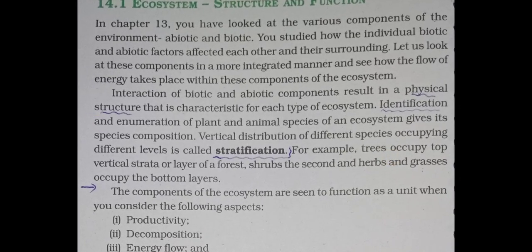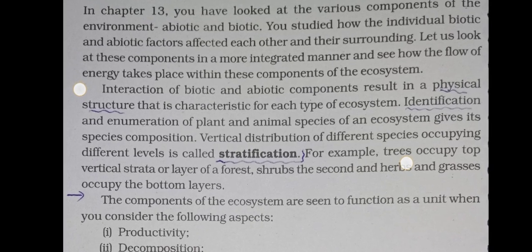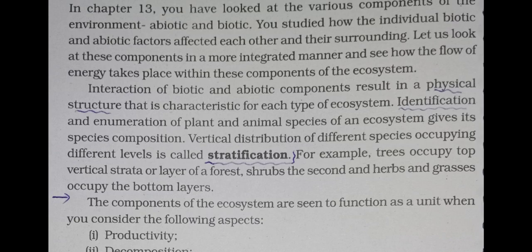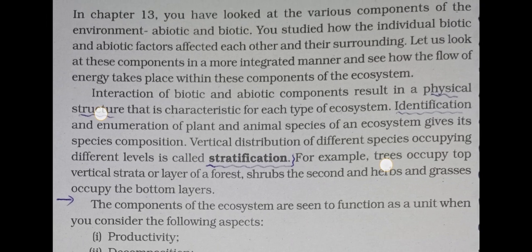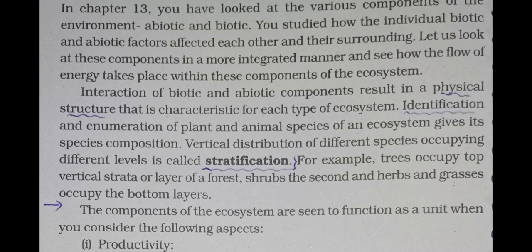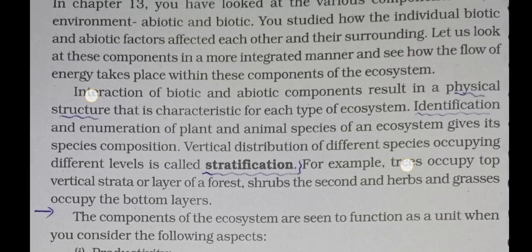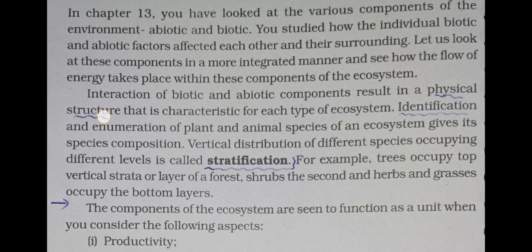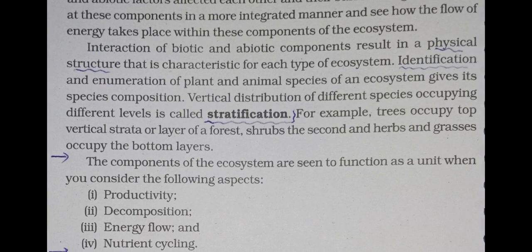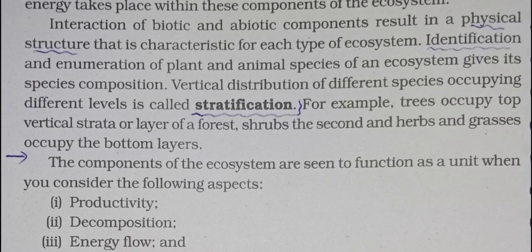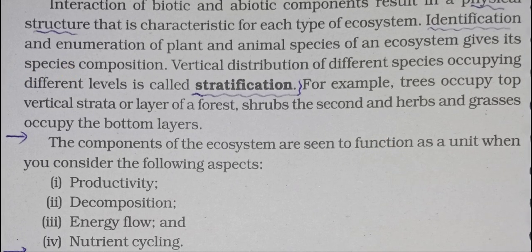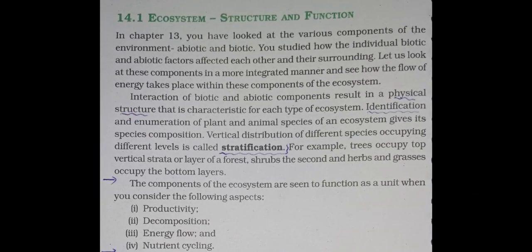It means the first 3 paragraphs of this question are completed. Now you can see on screen some words are underlined. These are the important words. Physical structure is there, stratification definition is there, and some examples are there, and 4 aspects of ecosystems are there: productivity, decomposition, energy flow, and nutrient cycling. So the first part of this question is completed.